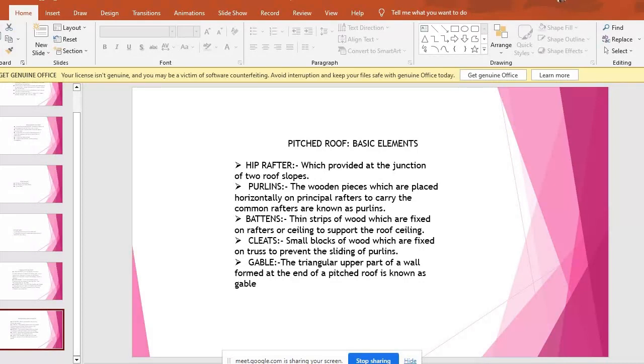Brian, what have we learned today? Okay, today I've learned about the basic elements of a pitched roof, e.g. the purlins, the battens, the gable, and many more.